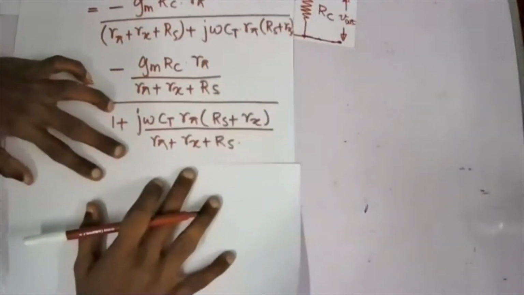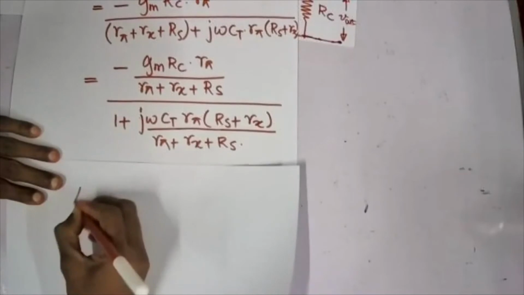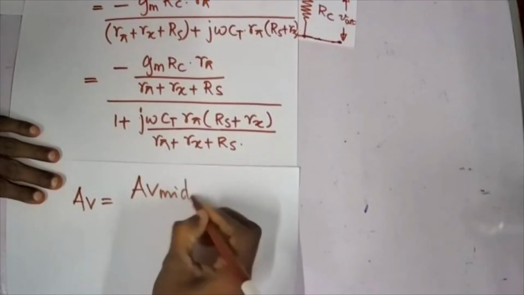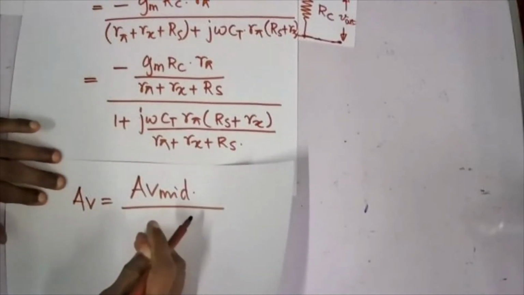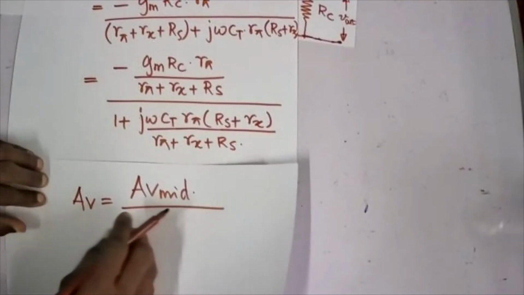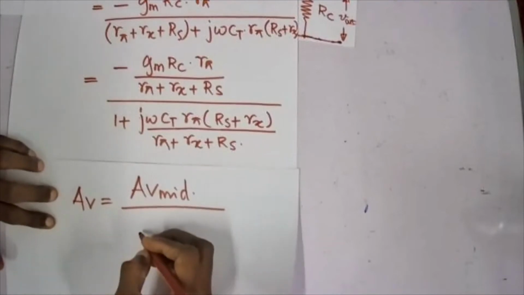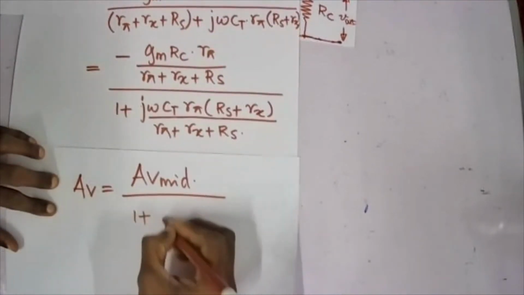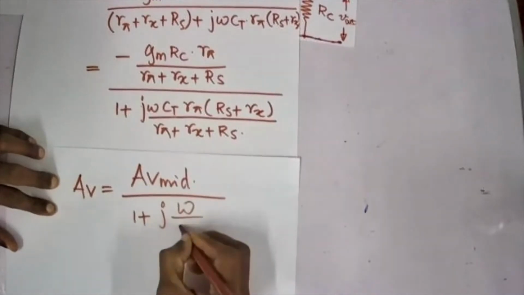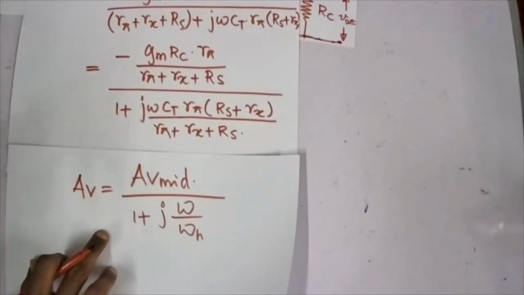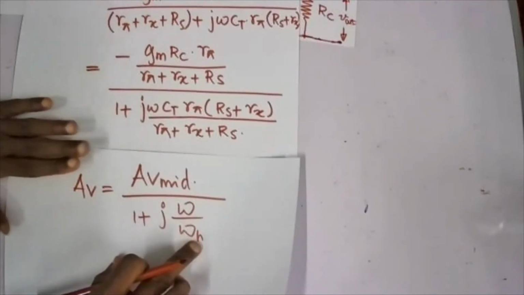Right, so now this equation is in the form where we can rewrite this as AV equals AV mid over 1 plus j into omega by omega h. AV mid stands for mid-band gain, and omega h is the upper cutoff frequency.